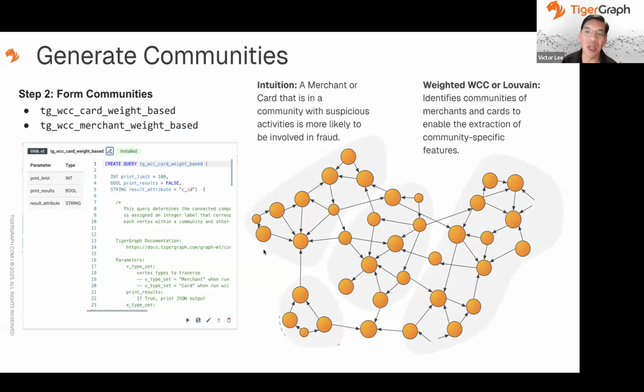So that is what community detection is, and that's what these algorithms are doing. They are deciding where is the best line to draw these communities and then group them and make decisions based on, hey, are you in the same community with known fraudsters or not?